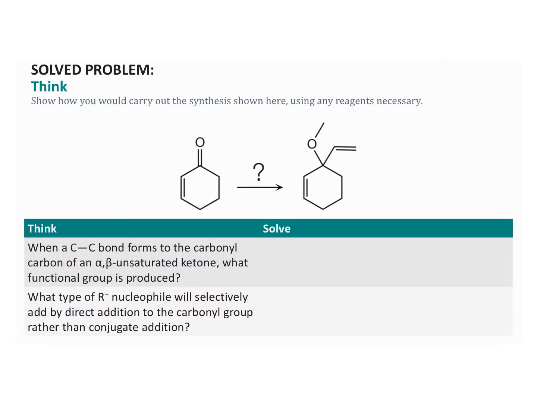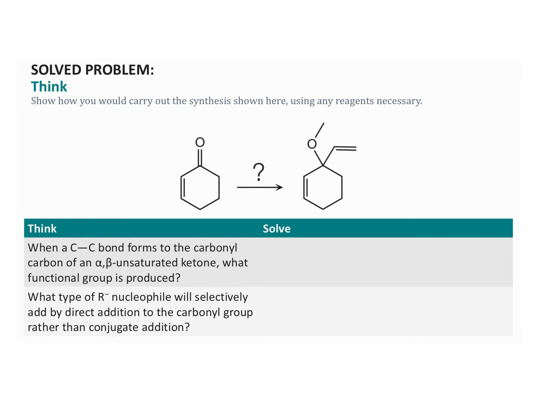So let's do it again, okay? How would we carry out the synthesis shown here using any reagents necessary? When we look at this, we first off have to have a really good grasp and remember all of the reactions we've talked about so far, okay? But here are some questions you need to ask yourself. When a carbon-carbon bond forms to the carbonyl carbon of an alpha-beta unsaturated ketone, what functional group is produced?